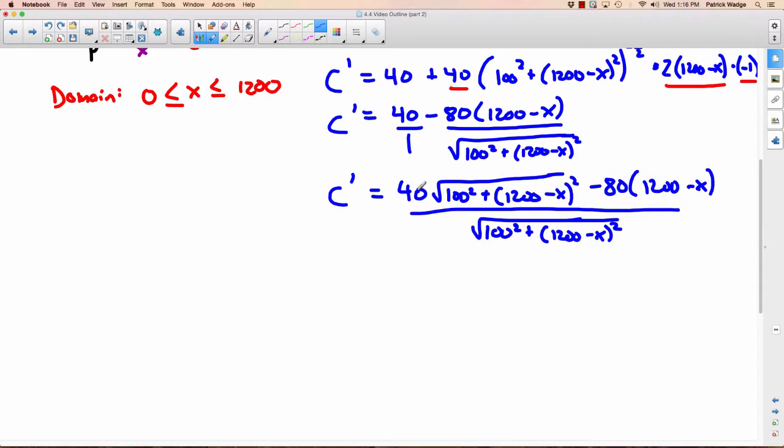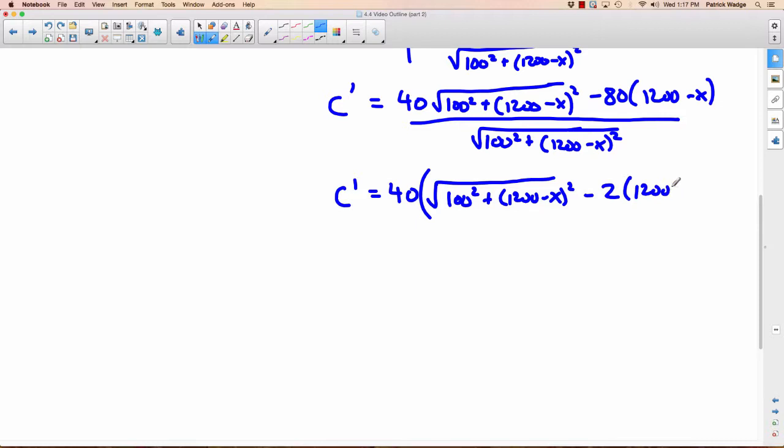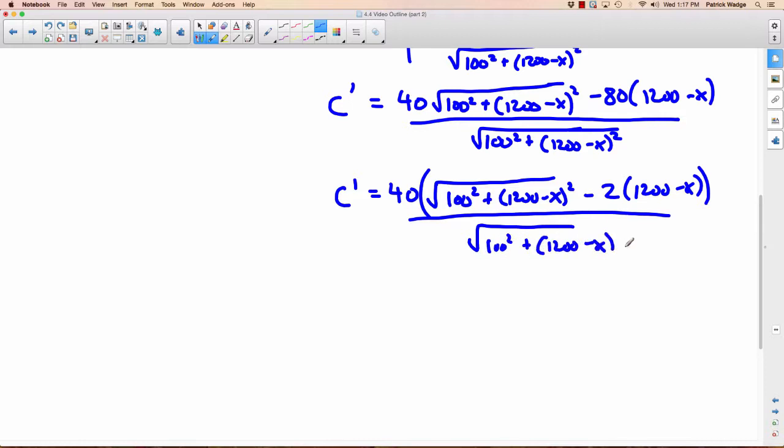And we could factor out a 40 in the numerator here. This really isn't that fun, is it? 40, and what we have left is 100 squared plus 1200 minus x all squared. And then the second term we have 2, 40 times 2 equals 80, and 1200 minus x. And that's still over 100 squared plus 1200 minus x all squared. Okay, we're ready to get our critical numbers.